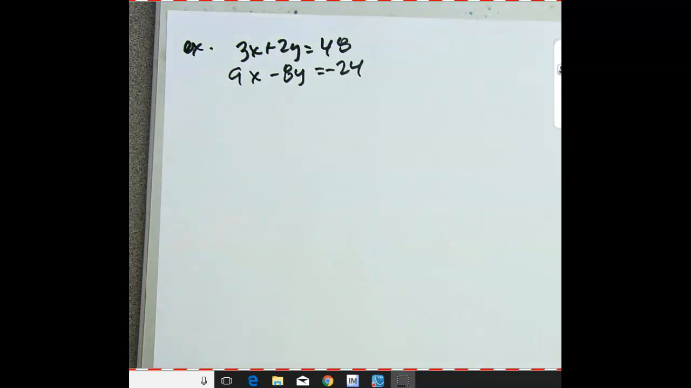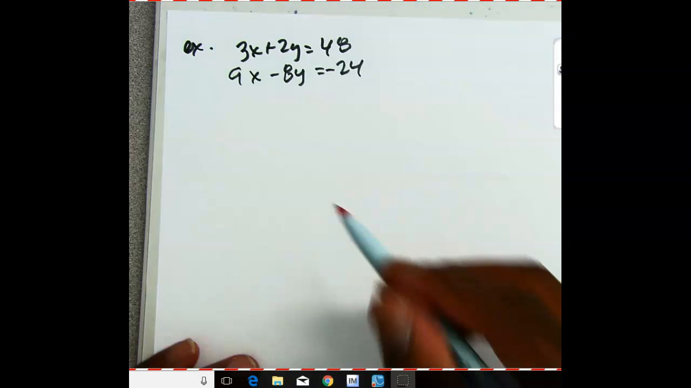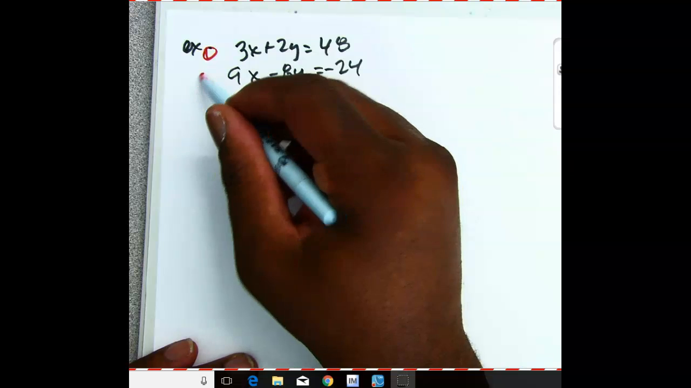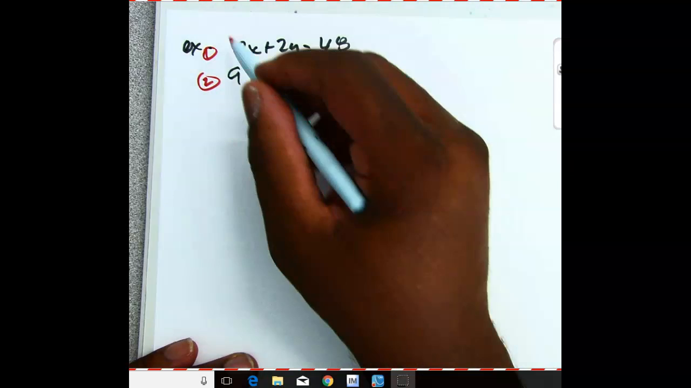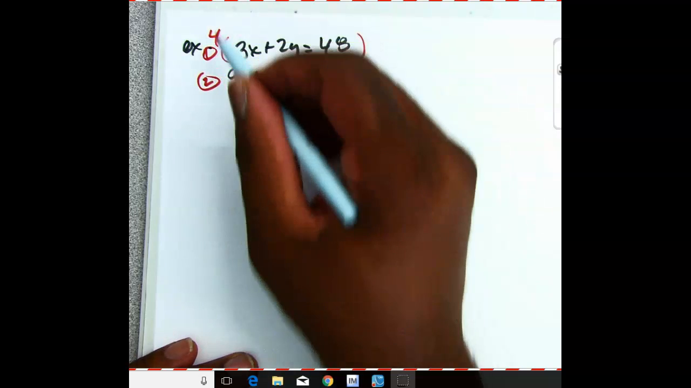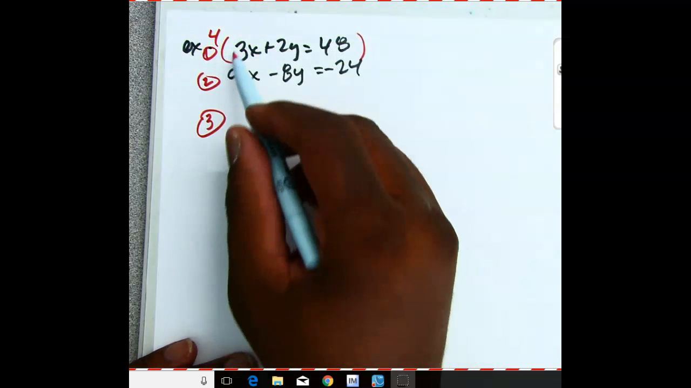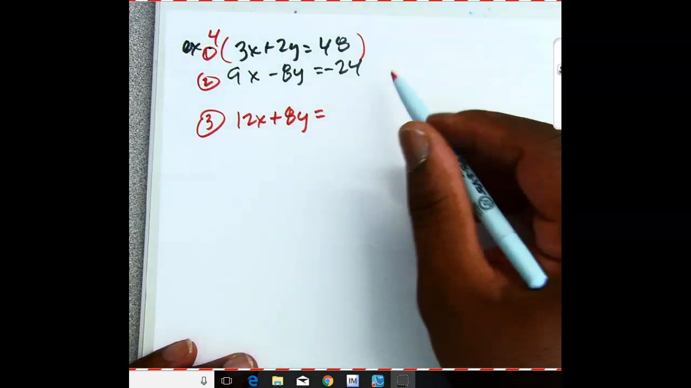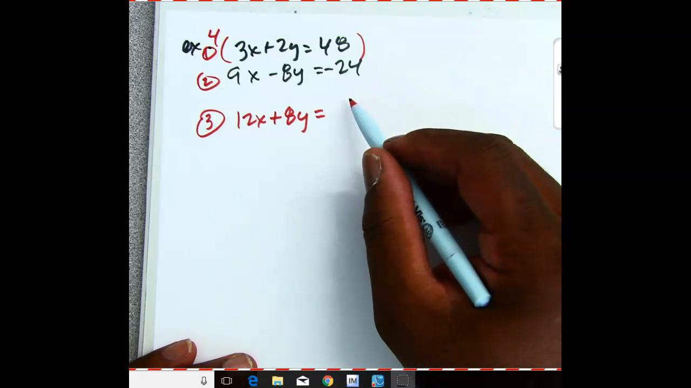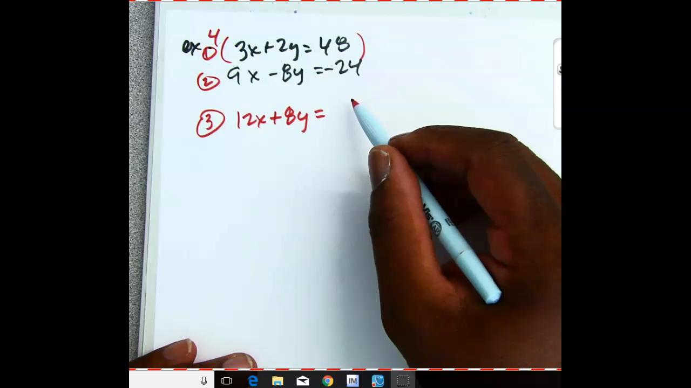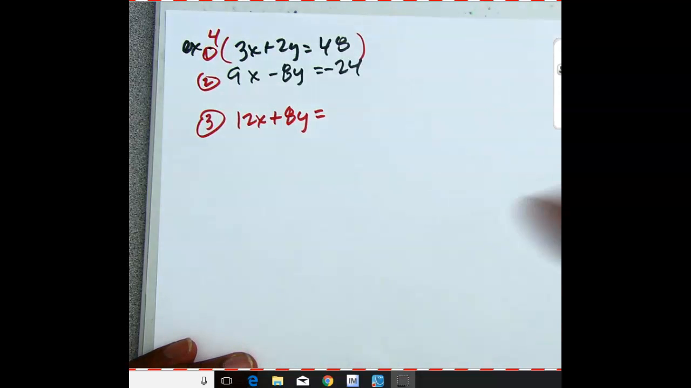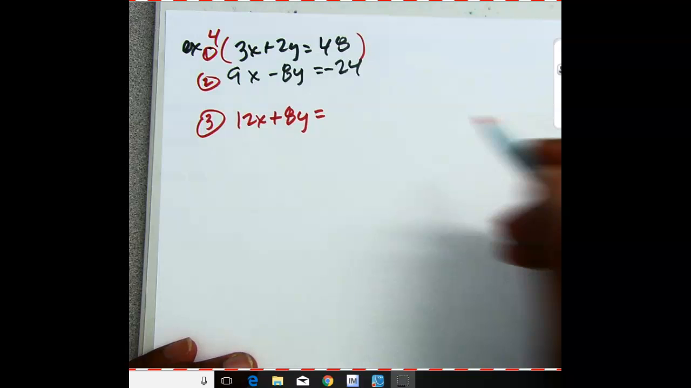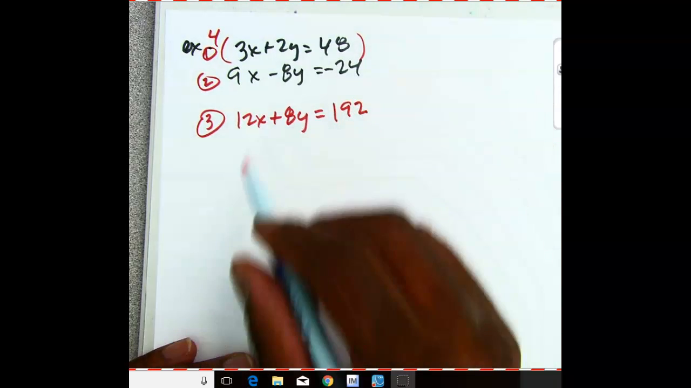All right, so ladies and gentlemen, what would you like to eliminate? The x or the y? The y? Okay. If we eliminate the y, then what do we need to multiply equation 1 by? 4. So we're going to multiply the whole thing times 4. So our new equation 3 becomes 12x plus 8y, and that's equal to 48 times 4, 192. So that's our equation 3.